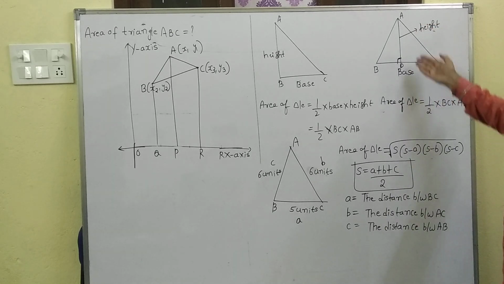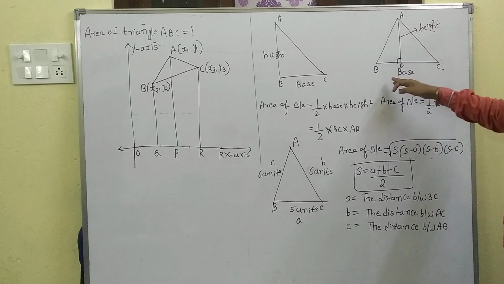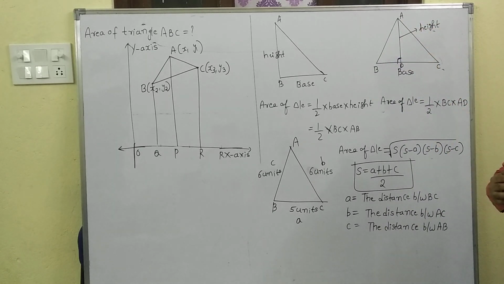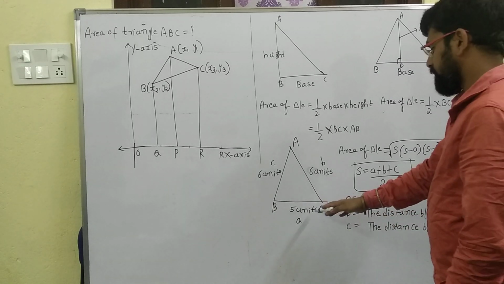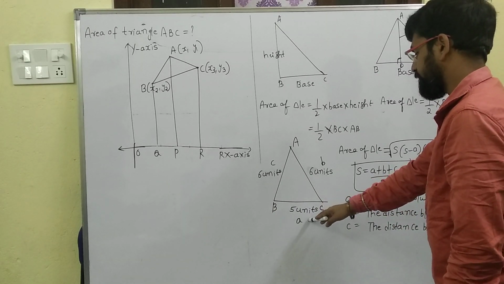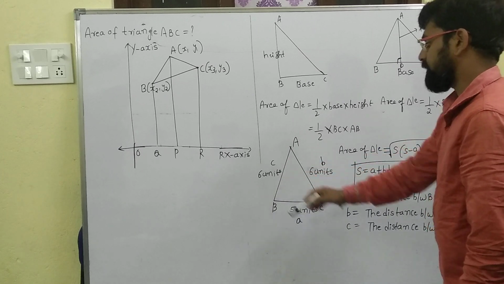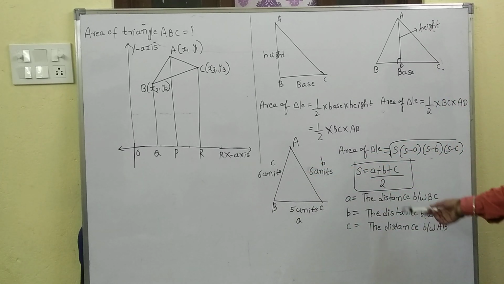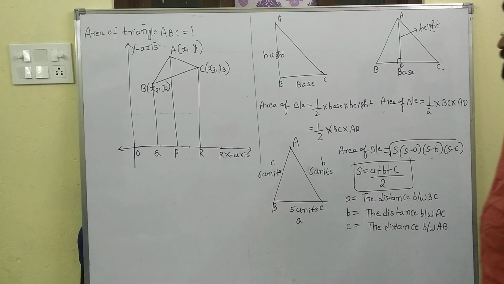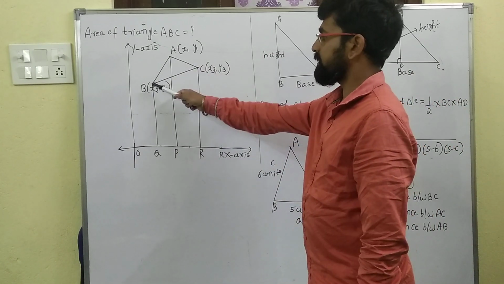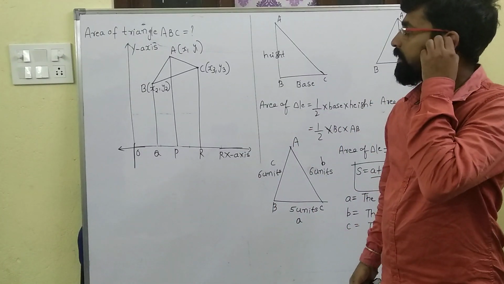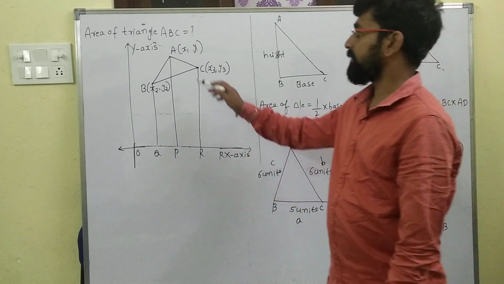If they give it like this, make them into right angle triangles. This is height, this is base. If BC is 5 units, AC is 6 units, and AB is 6 units also, you can find it like this. But if they give points, how are you going to find the area of the triangle when the points are given?